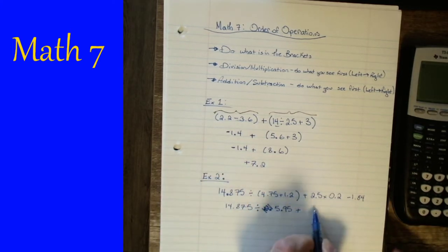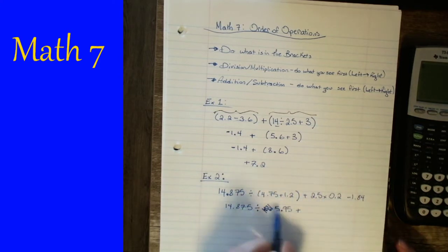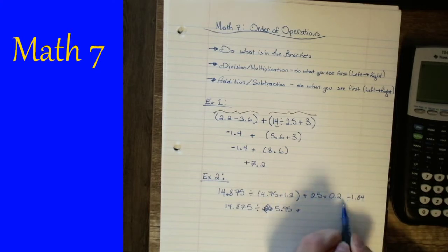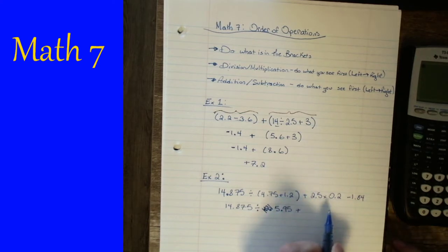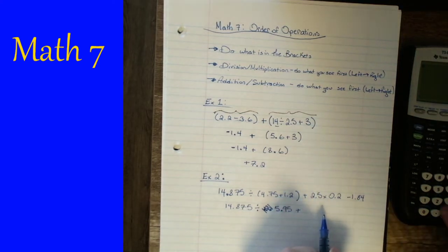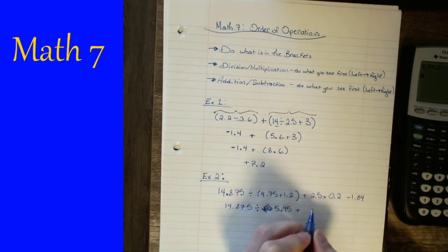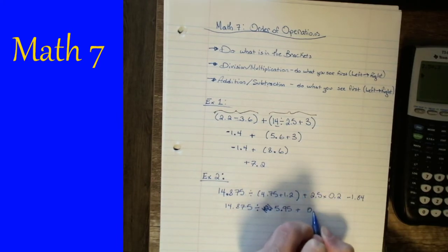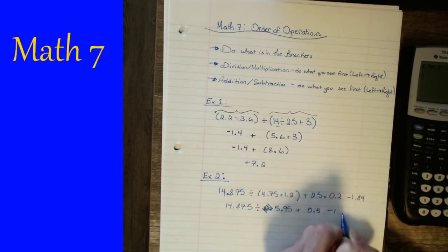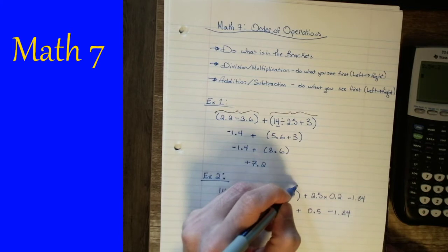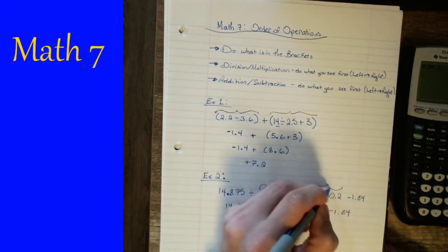Then I'm going to add something to this quantity here: 2.5 times 0.2 minus 1.84. Well, in this case, I have to do 2.5 times 0.2 first. That should give me a half, which it does. So plus 0.5 minus 1.84. So I've condensed this portion as well as this here.